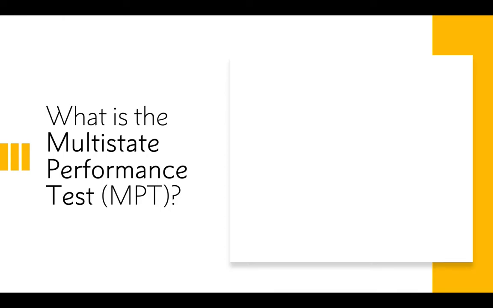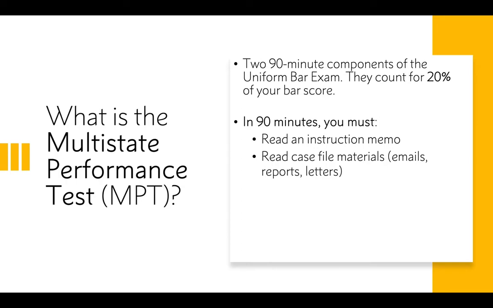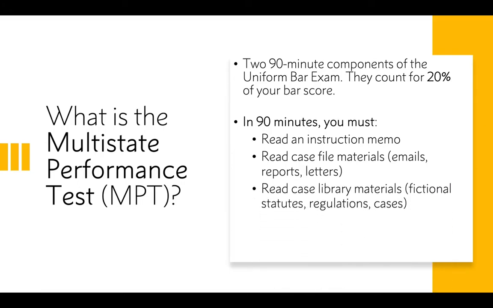Okay, so what is the MPT? It is two 90-minute sections of the Uniform Bar Exam, and they count together for 20% of your bar score. And in that 90-minute period, you have a lot of things to read, including an instruction memo, usually from a lawyer, case file materials, and these are kind of like the case study materials we've used for co-works. And then fictional materials that describe the law, but in a simplified way.